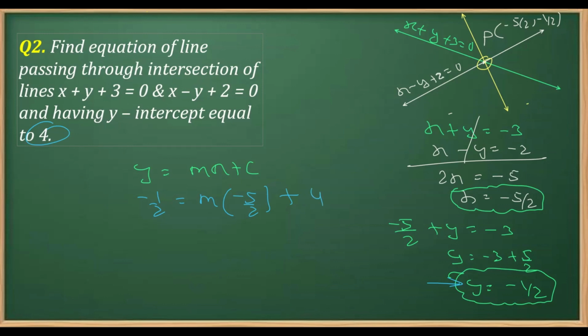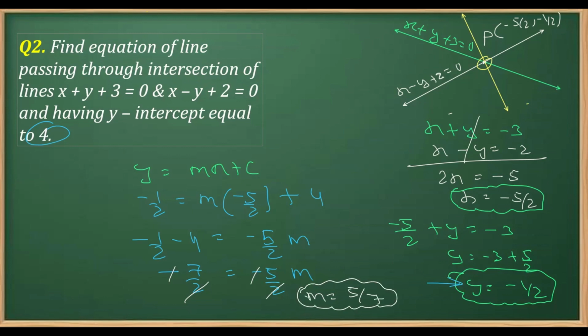Now let's simplify this. So this is minus 1 over 2. Transposing this to the left hand side, it's going to be minus 4, which is equal to minus 5 over 2m. Now for further calculation, this will give you minus 6 minus 1, minus 7 over 2, is equal to minus 5 over 2 m. Then 2 and 2 get cancelled, and this and this get cancelled. So from here we'll get m as 5 over 7.